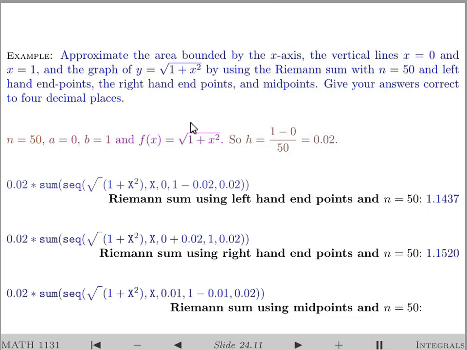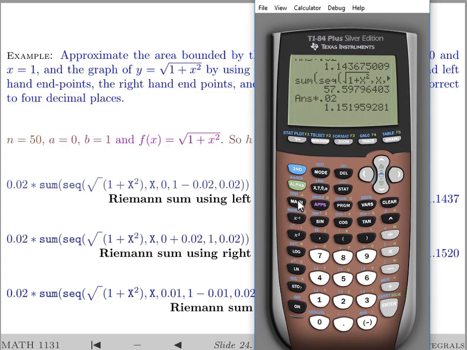If I'm using midpoints, I have to start at the midpoint of the first subinterval, which is the average of these two, or equivalently half the width of the interval from the left hand, so 0 plus half of 0.02, which is 0.01, and it ends half a step before the end of the region. The region ends at 1, half a step before that is 0.01 to the left, so the last point would be 1 minus 0.01. The step size is still the same. Let's calculate that. And just to show you, I'm going to put this in from the beginning.